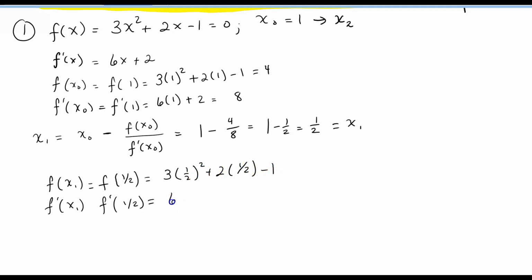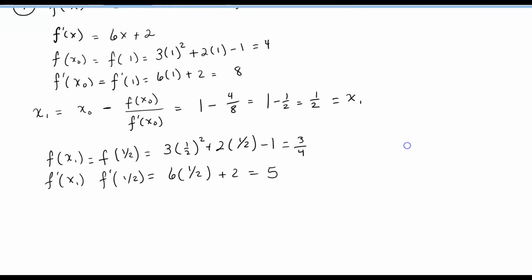All right. I'm just writing it out here, and I'm just going to tell you what those values are. So the first one is 3/4, and the second one ends up being 5. So to find x sub 2 then, I'm going to use x sub 1, and I'm going to subtract f of x sub 1 over f prime of x sub 1, and let's see what we get.